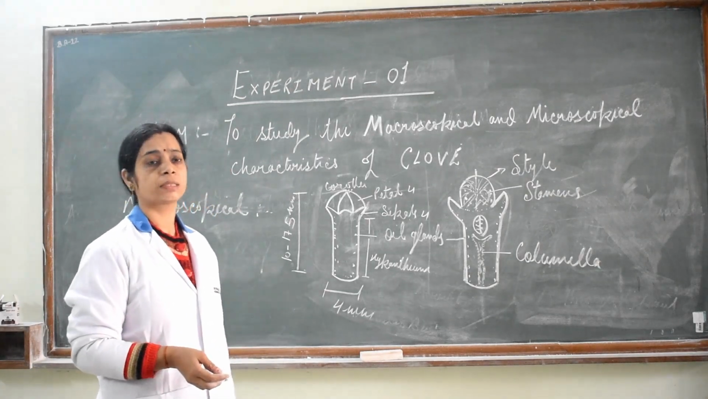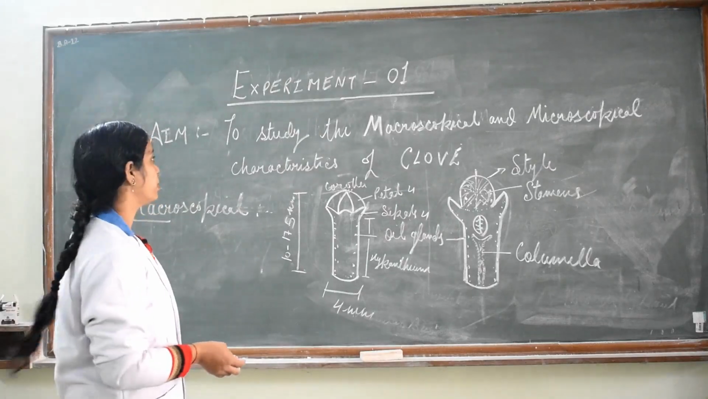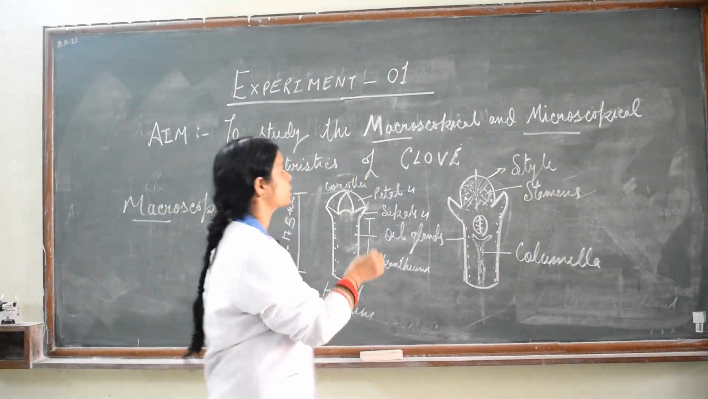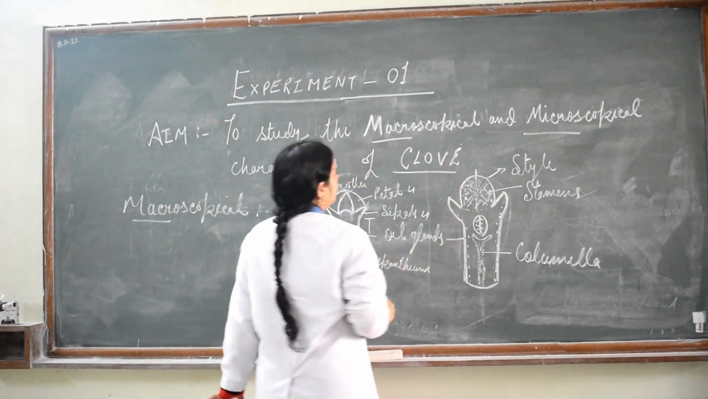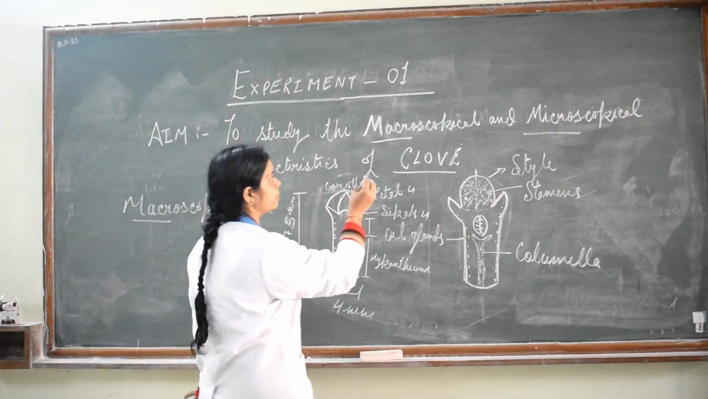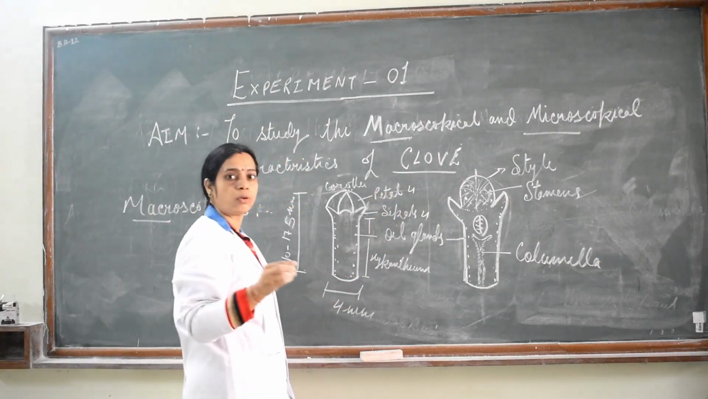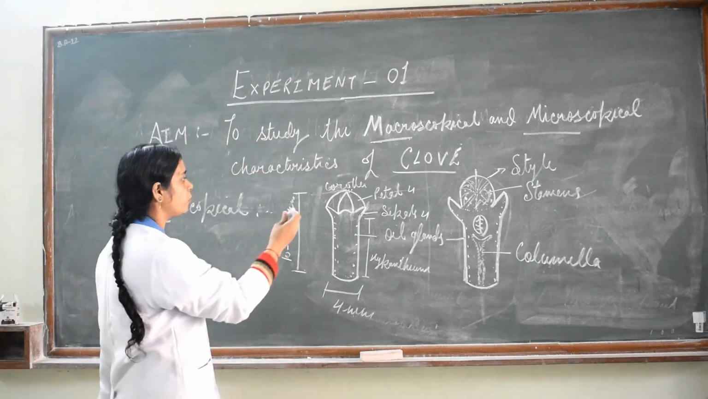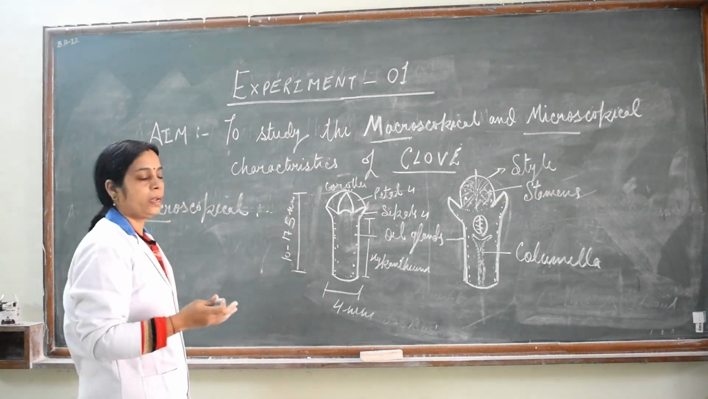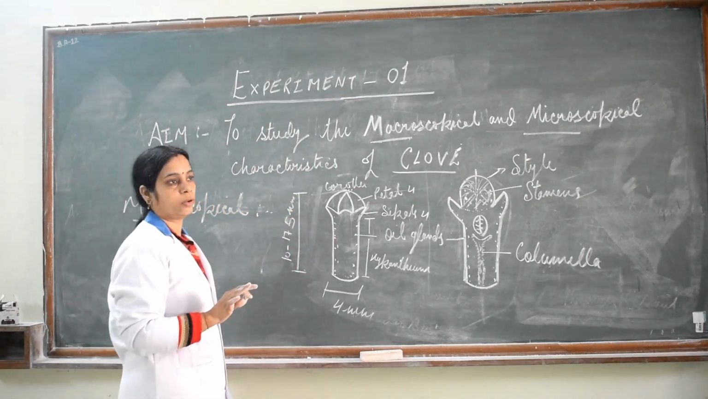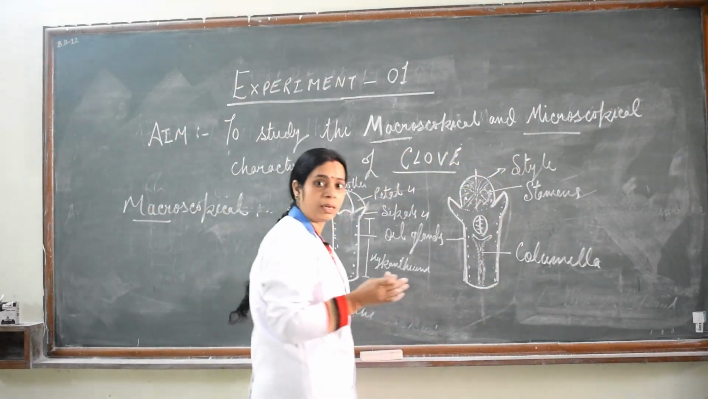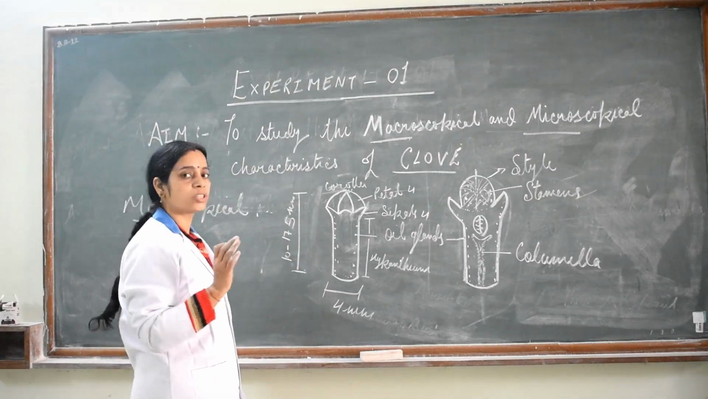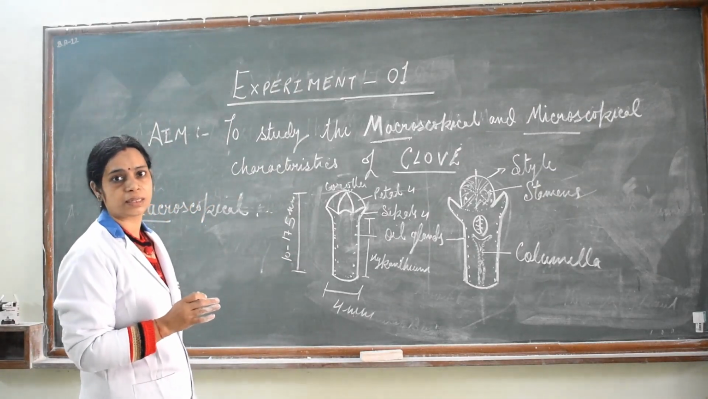Today we are going to perform experiment number 1. The aim of this experiment is to study the macroscopical and microscopical characteristics of clove. So what do you mean by macroscopical? As the term denotes, macro means you have to observe the gross structures or characteristics of the clove. You have to observe the color, odor, shape and whatever you can observe in the morphology. And in the microscopical studies, we are going to do the TS, transverse section studies. So first of all, we will study the macroscopical characteristics of clove.